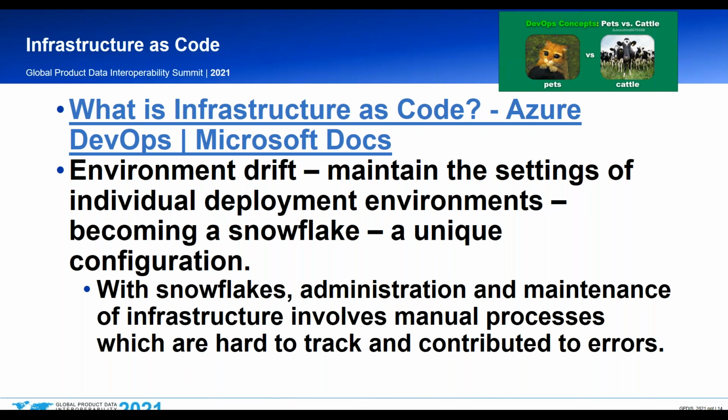Once your environmental drift starts to happen, you can become a snowflake, which is a unique configuration. And this unique configuration is extremely difficult to administer and maintain. And you have experts just for your unique configuration to maintain it versus a generic.